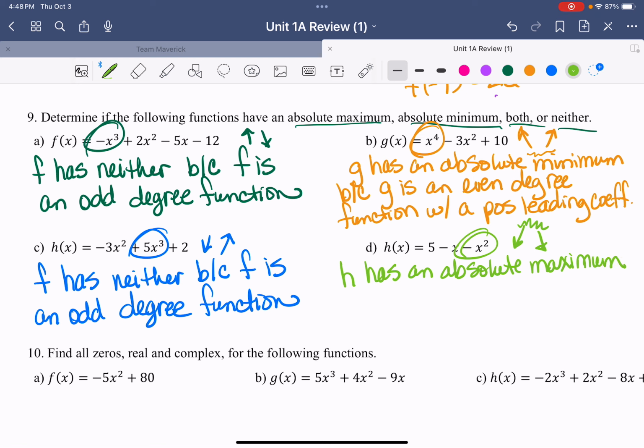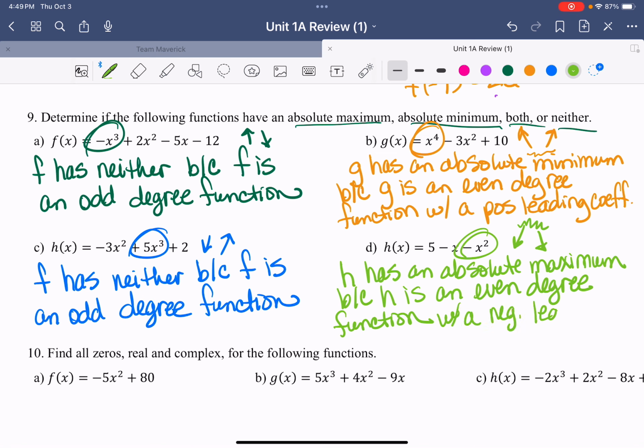maximum, because h is an even degree function with a negative leading coefficient. Period.